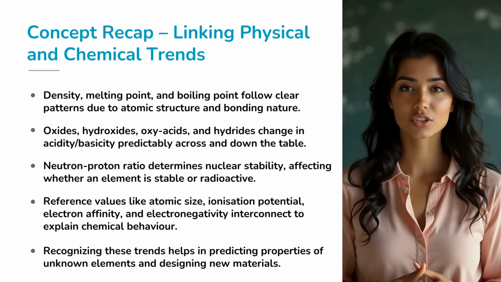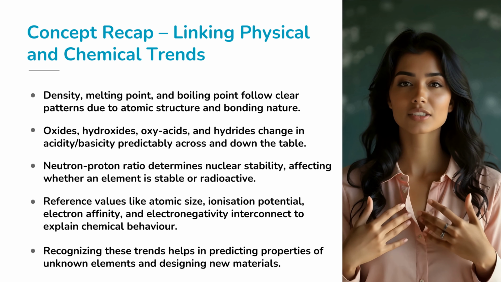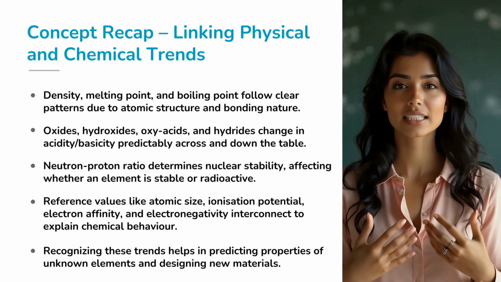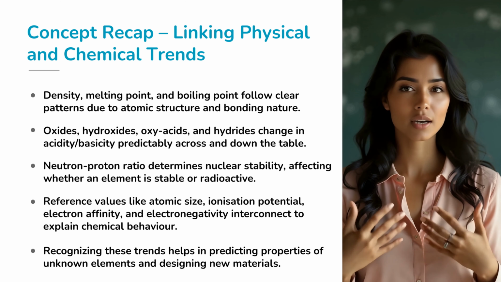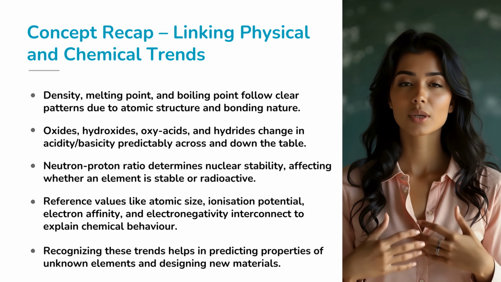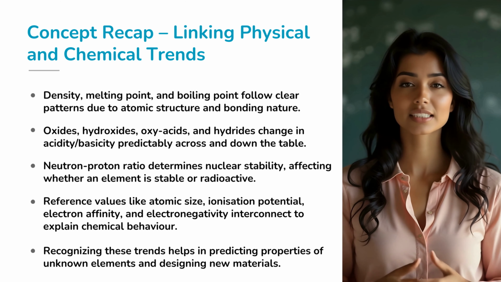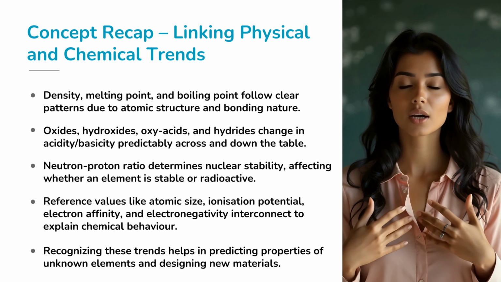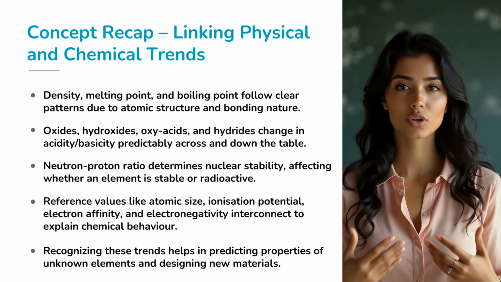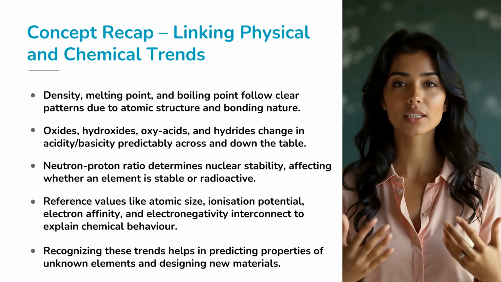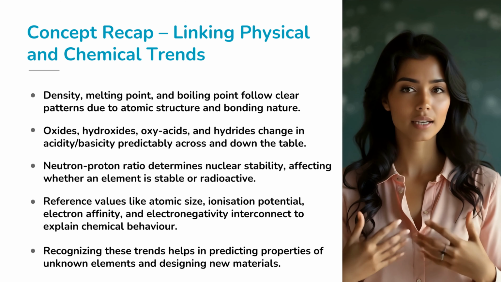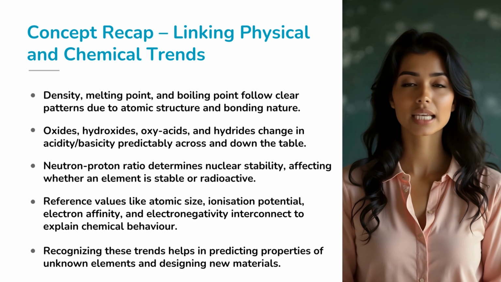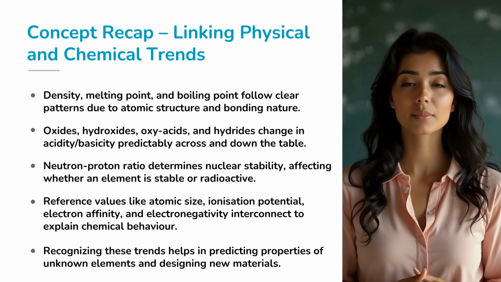To recap what we've learned today, both physical and chemical properties follow clear trends in the periodic table. From left to right, we see an increase in density, melting points, and boiling points, followed by a decrease in these properties as we move down a group. Chemical properties such as the acidity of oxides and the basicity of hydroxides also change predictably across and down the table. The neutron to proton ratio plays a crucial role in determining whether an element is stable or radioactive, and atomic size, ionization potential, electron affinity, and electronegativity give us insights into element reactivity.